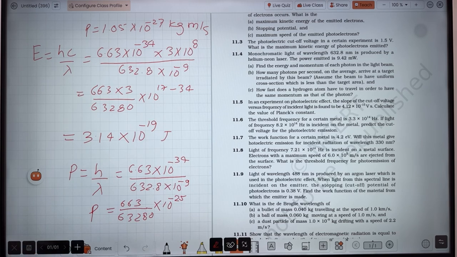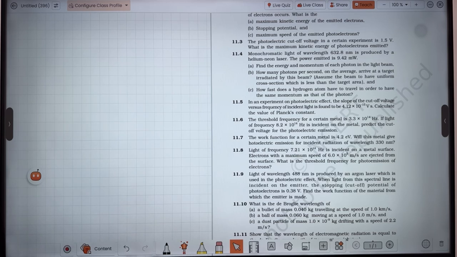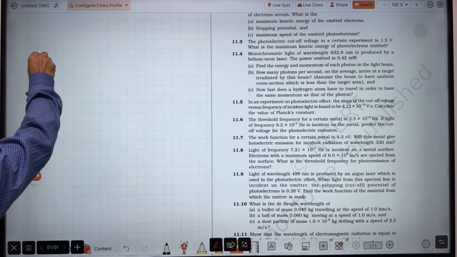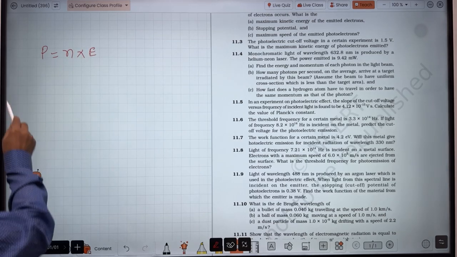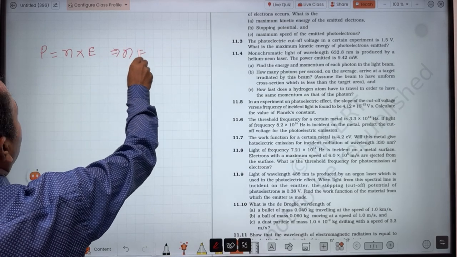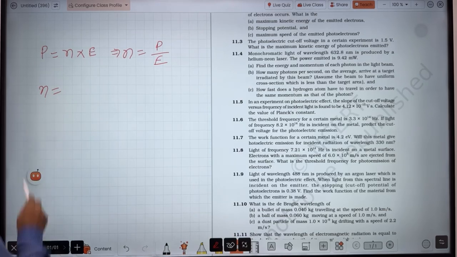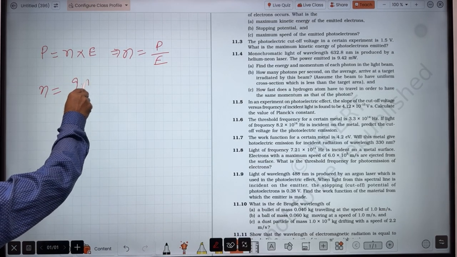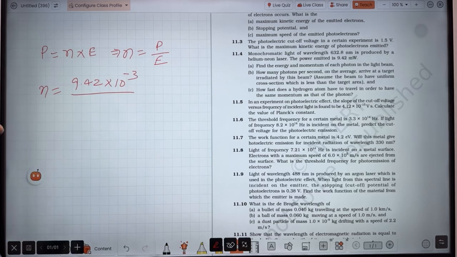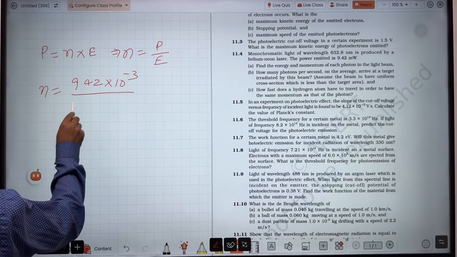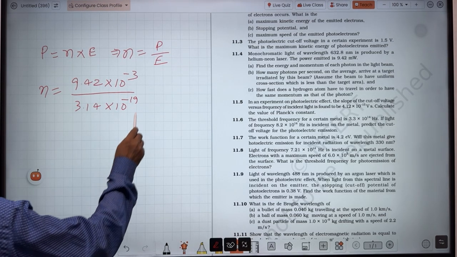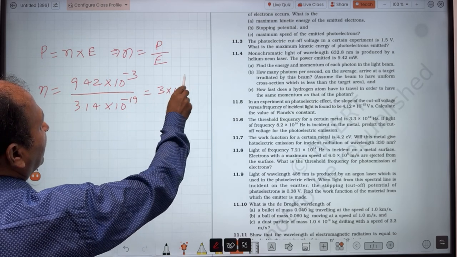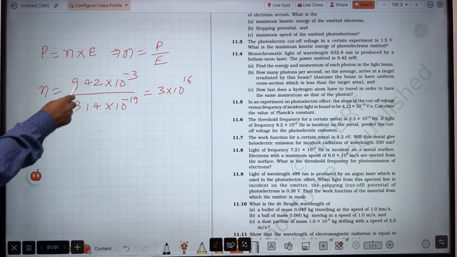Now the next point is how many photons. It means the same concept we have to apply as we have studied in the example. So for the number of photons, we can say power is equal to number of photons into energy per photon. So this is per second. We have to get N, so N is equal to P divided by E. So we can put the values. Power is given in our question as 9.42 into 10 to the power minus 3, and the energy of each photon we have already evaluated, that is 3.14 into 10 power minus 19. So we can evaluate it. This will come out to be 3 into 10 to the power 16 photons per second. Did you understand? It's simple. 3.14 will cancel out.